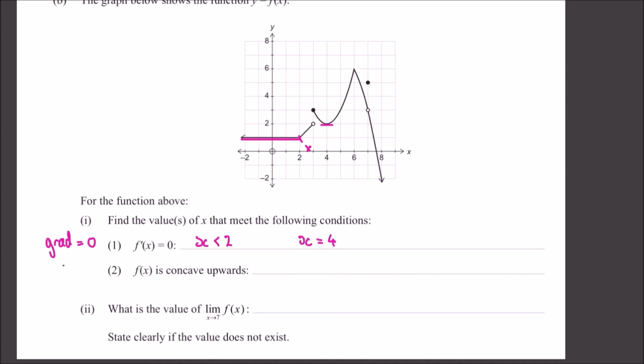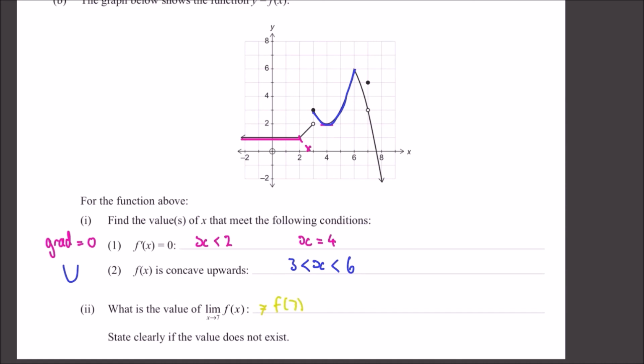Next bit, concave up, that just means this U shape, so anywhere it follows that U shape, which is all this bit here from x bigger than 3 all the way to x less than 6, but not those bits for the same reason as before, because it's not smooth, it's got a sharp bit and it's not continuous.